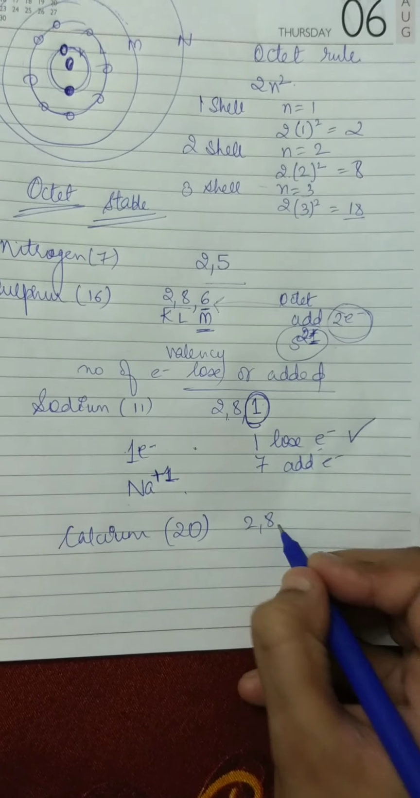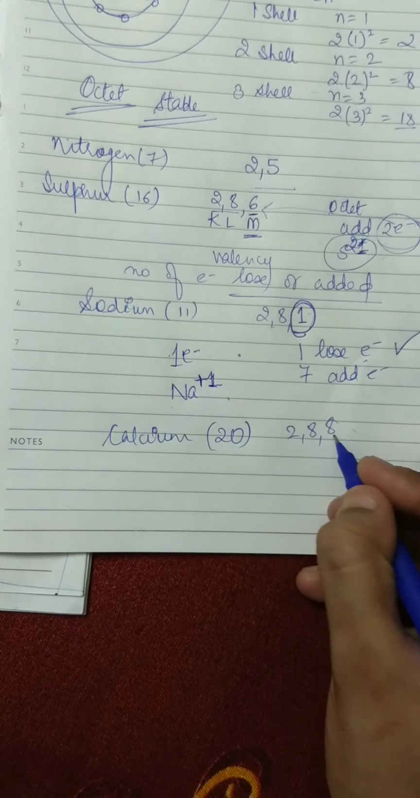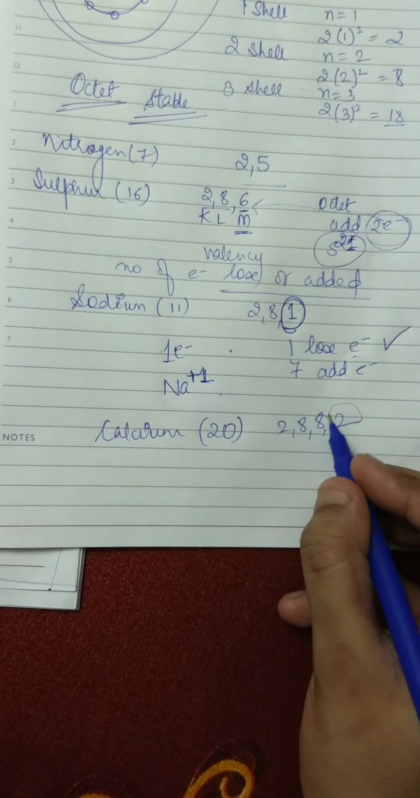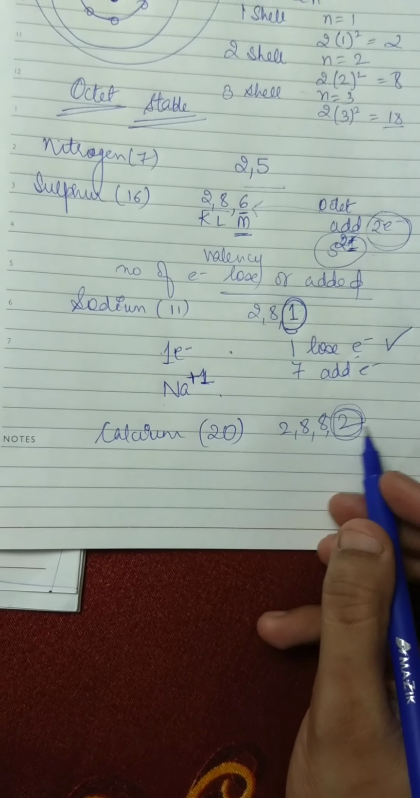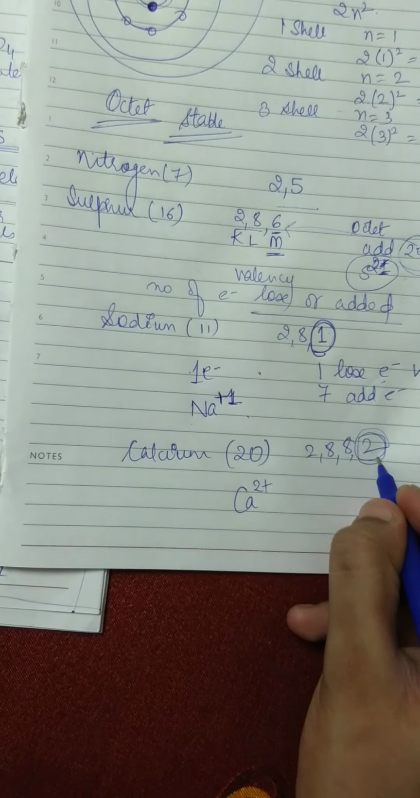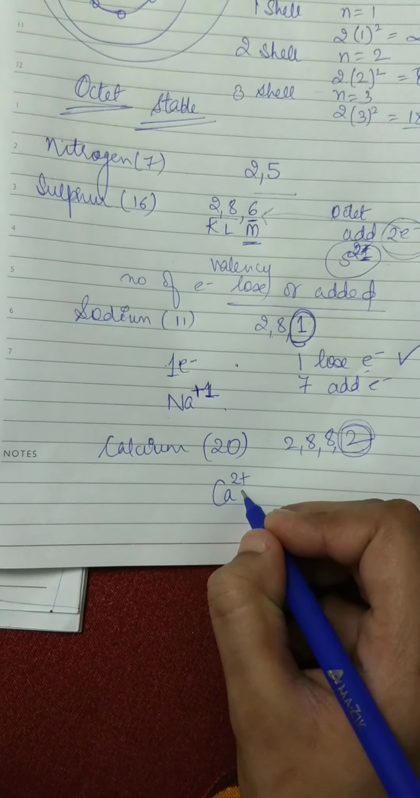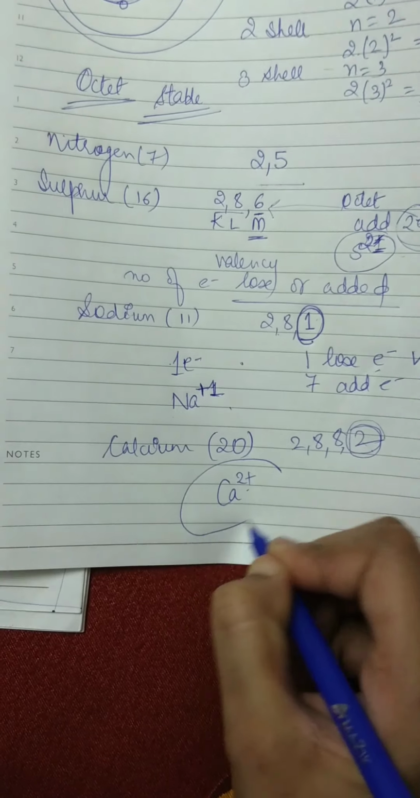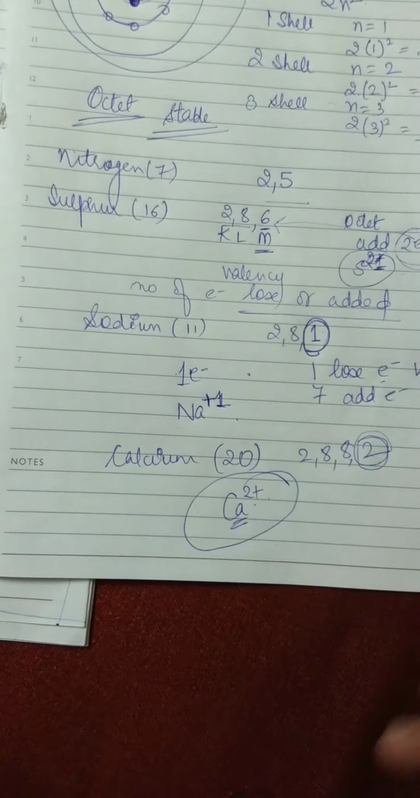Similarly, if we talk about calcium, the atomic number is 20, so 2, 8, 8, 2. Now see, losing 2 electrons is easier than gaining 6 electrons. So we say calcium 2 plus. It is losing 2 electrons, so the valency becomes 2 and the charge on the calcium atom will be 2 plus.